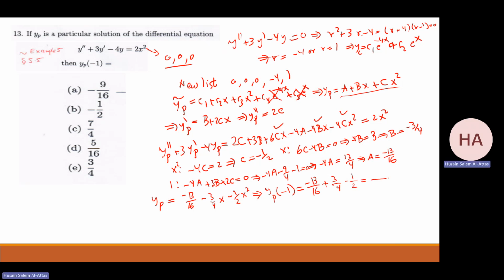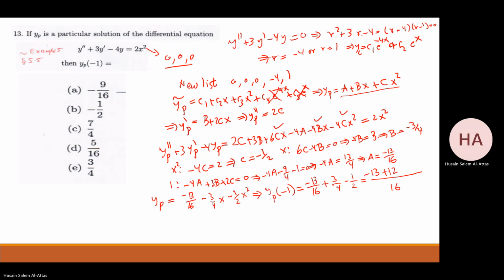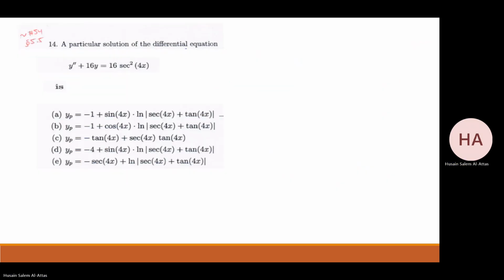Now I have everything over 16. That will be minus 13. 16 over 4 is 4. That will be plus 12. Minus 8. That gives me minus 9 over 16. Watch this. Okay. Particular solution of this differential equation.